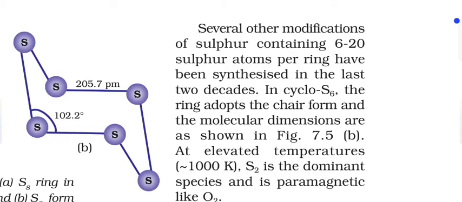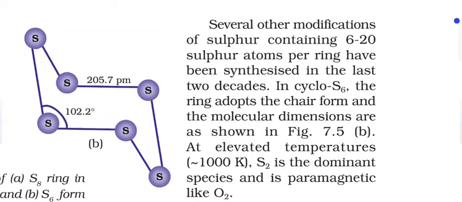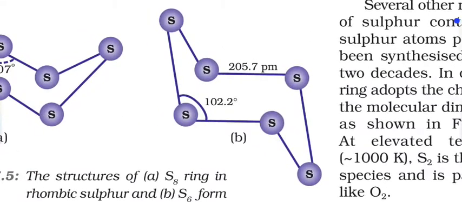In cyclo S6, the ring adopts the chair form and the molecule dimensions are as shown in figure 7.5b. At elevated temperature, nearly 1000 Kelvin, S2 is the dominant species and is paramagnetic like O2. So here we can see a chair-like shape of the 6-membered ring. That's why it is mentioned as chair form.